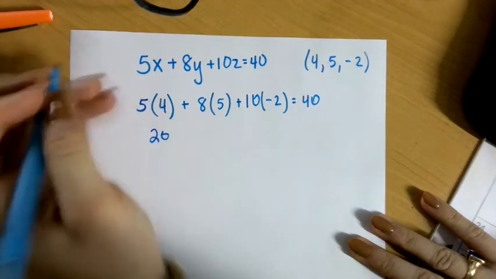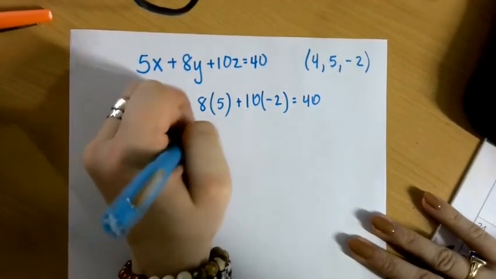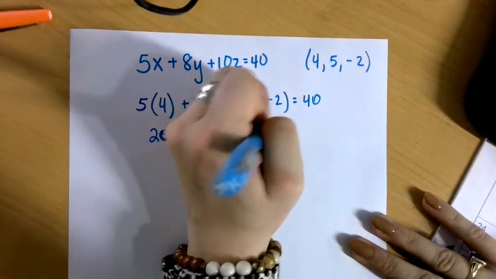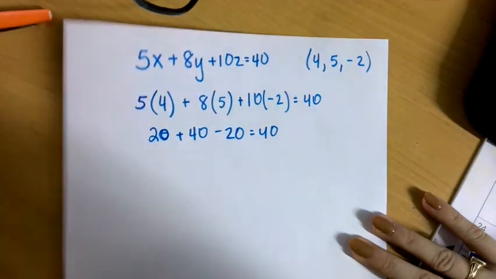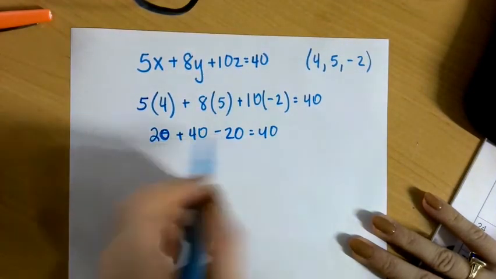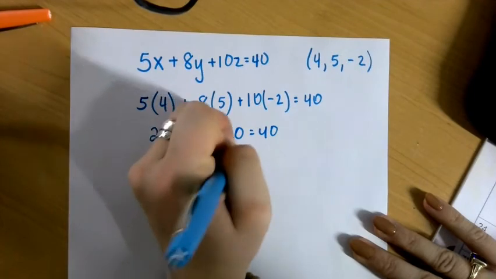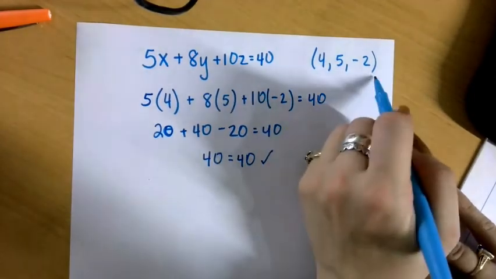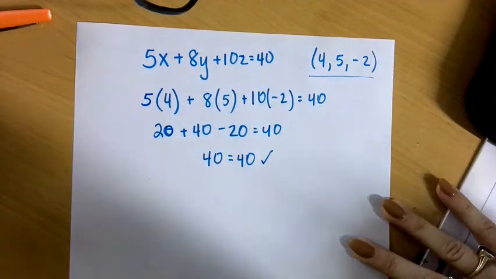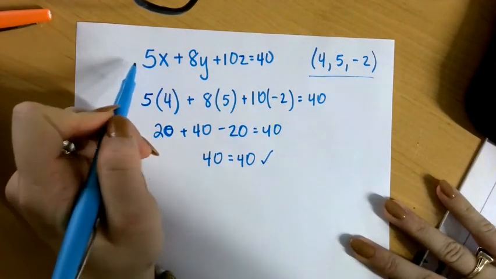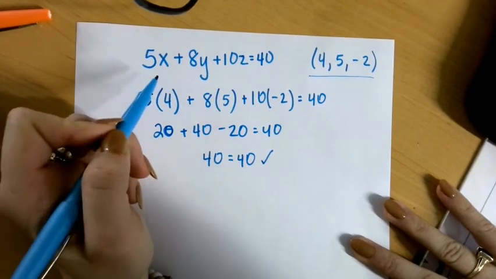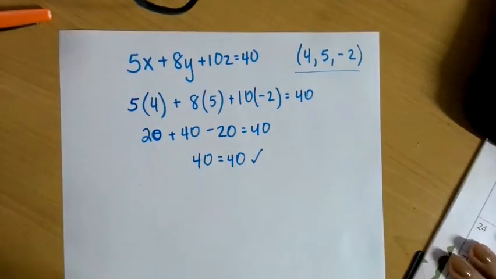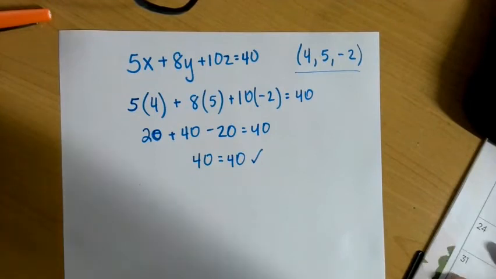So 5 times 4 is 20, plus 40 minus 20 equals 40. So I know 20 plus 40 is 60, minus 20 gives me 40. So this is true, meaning that this ordered pair is a solution to the equation 5x plus 8y plus 10z equals 40.